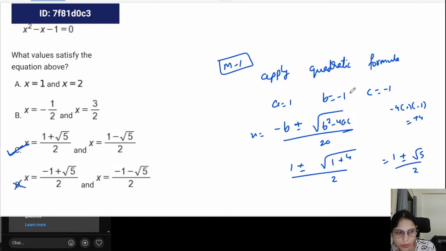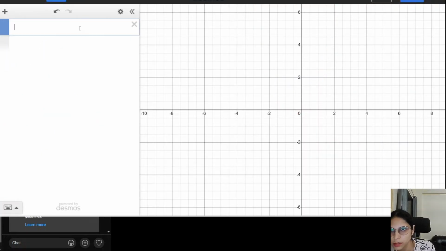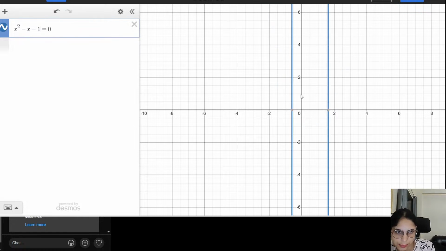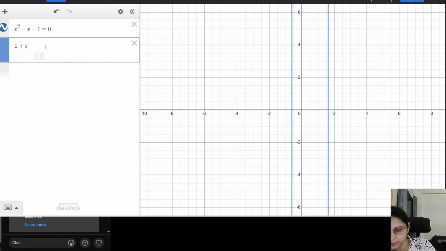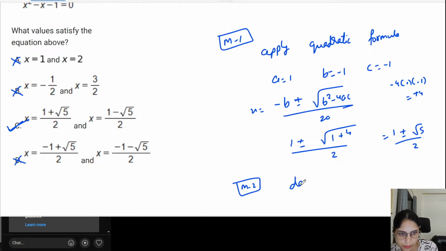If you do not like this, you can go to Desmos, or in Desmos you'll have to do a little more work. X squared minus x minus 1. We're looking at x-intercepts, or if you make it equal to 0, you will get like this. It's 1.61, it's negative 0.61. So you're adding something to 1. So this option is gone, this option is gone, because this is minus 0.5, 1.5. These two options are there. So you check 1 plus square root 5 upon 2 is how much? 1.61, and that's what we were getting over here. So it should be option C. So you can do whichever you like.